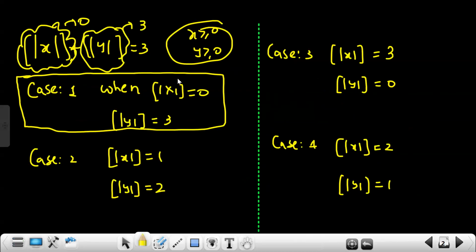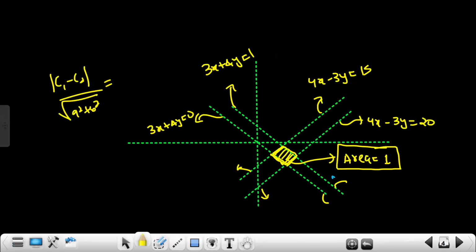Now we can take x greater than 0, y less than 0; x less than 0, y less than 0; both less than 0. So we will make 4 cases. For the first case only, we have 4 conditions. Second case also we have 4 conditions. Third case also, 4 conditions. Case 4 also, 4 conditions. So the total area is going to be the same: 4 into 4, so 16 is the answer.